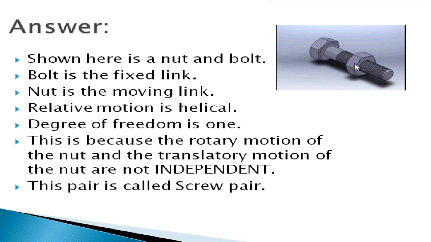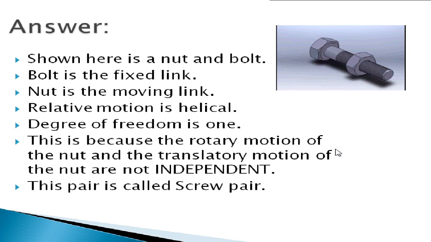Though it appears that this nut is having two motions, a rotary motion and a translatory motion along the axis of the bolt, the degree of freedom still is 1. The reason is that the rotary motion and the translatory motion of the nut are not independent, they are dependent. If you have translatory motion, definitely it should have a rotary motion.